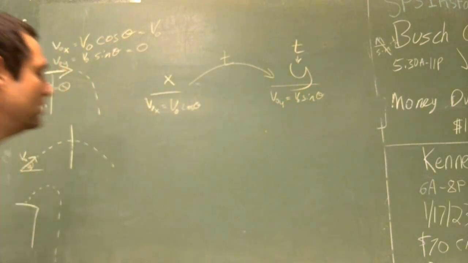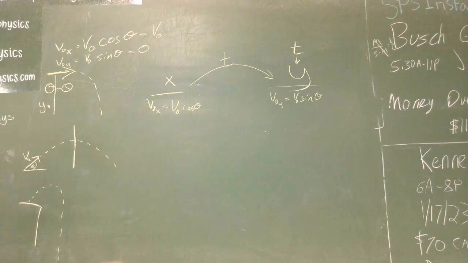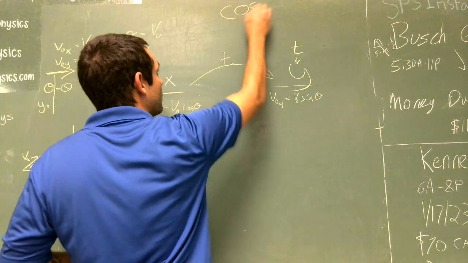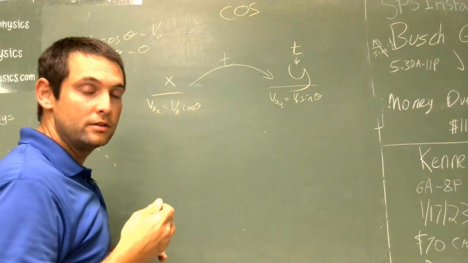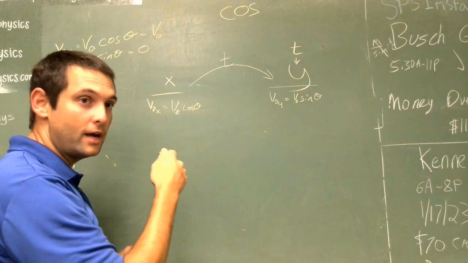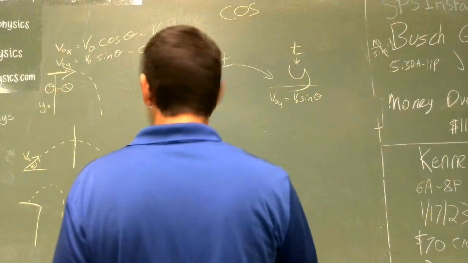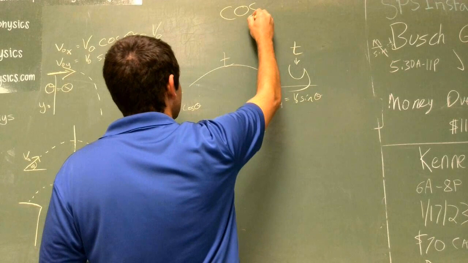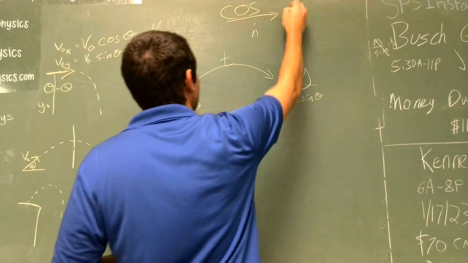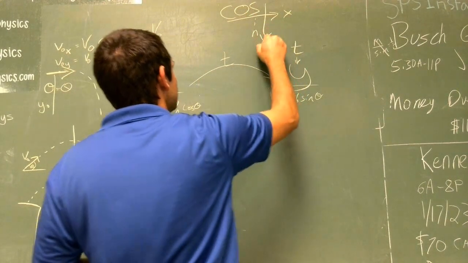If you're having trouble remembering cosine and sine, for a horizontal surface, we can say cosine on the x, sine on the y.